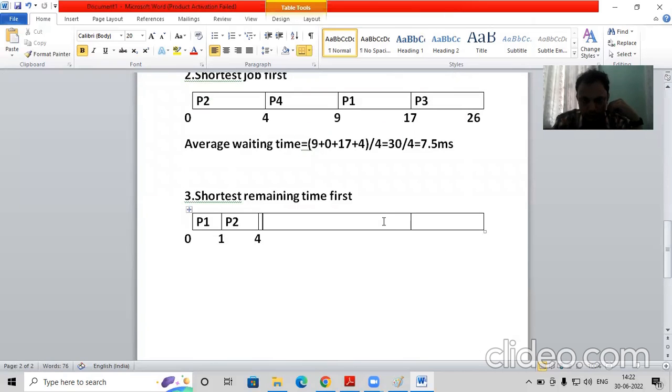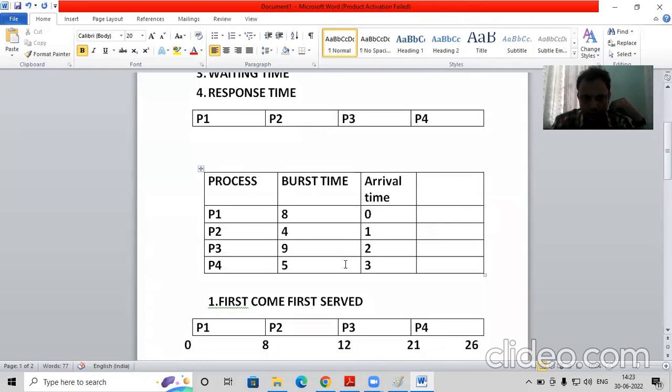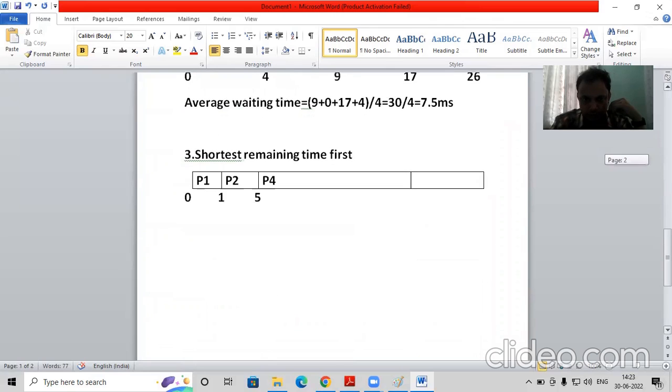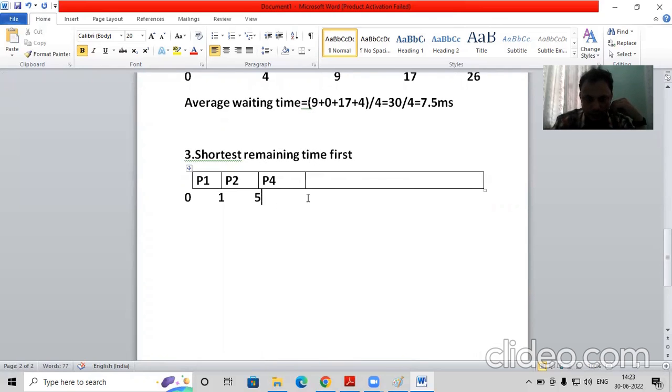P4 will be executed, and P4 needs, here it will be 4 plus 1, 5. P4 needs 5 milliseconds of burst time. So P4, total 5 plus 5 means here it will be 10 milliseconds when it will finish.